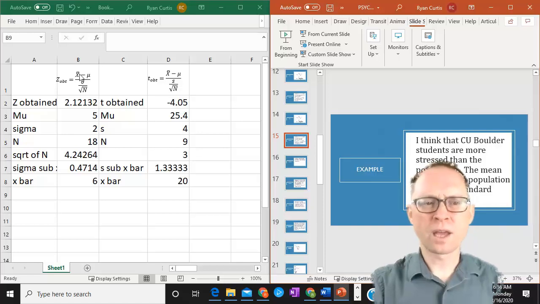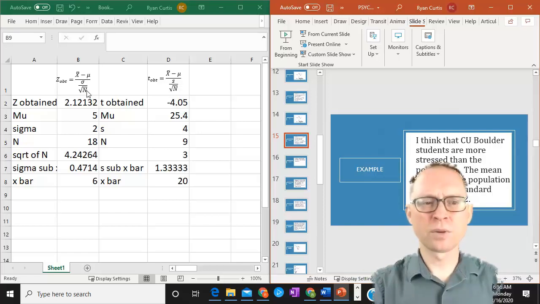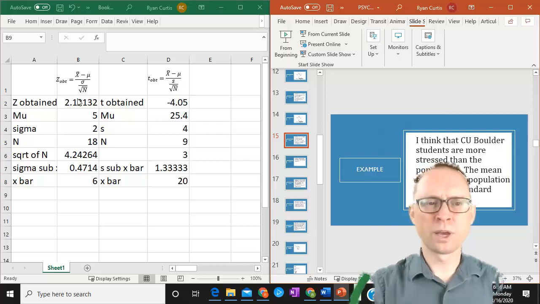So x bar, 6, minus mu, 5, that equals 1, right? Divided by sigma sub x bar, and sigma sub x bar is sigma, the standard deviation of the population, divided by the square root of n. Sigma is 2 divided by the square root of n, which is 4.24264. When you put that whole thing together, we get a Z statistic. Our Z obtained is 2.12.